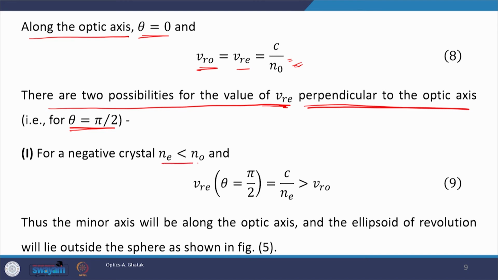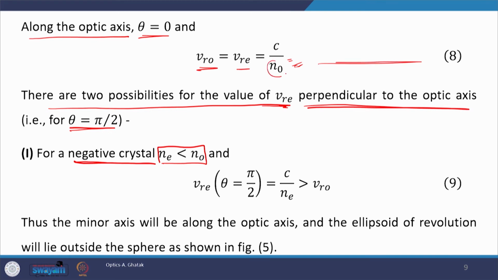Now, if no is larger than Ne, then the crystal is said to be a negative crystal. I repeat, if no is larger than Ne, then the crystal is said to be a negative crystal. no is the refractive index of the ordinary ray and Ne is the refractive index of the extraordinary ray, and this is also clear from equation number 8. If no is greater than Ne, then at theta equal to pi by 2, VR is given by this expression, VR is equal to C by Ne.